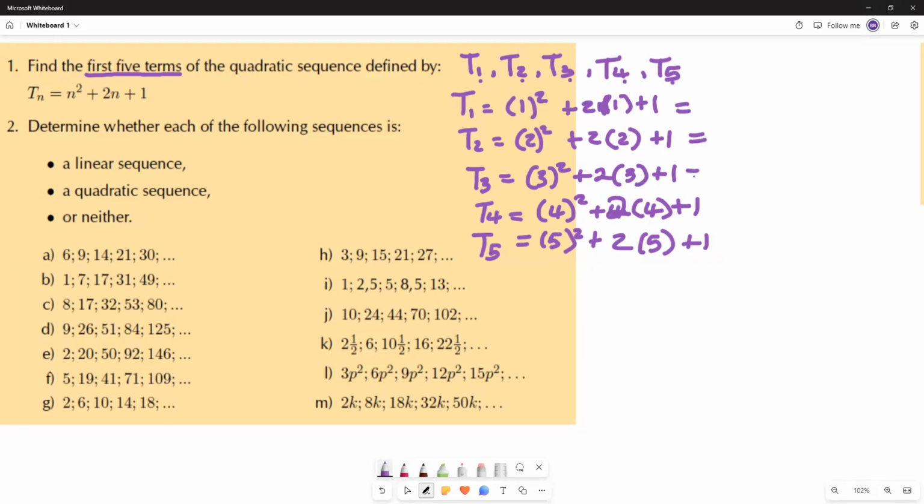Now let's see what the answers will be. Here, the first answer will be 4. The second answer will be 9. The third answer will be 16, because 9 plus 6 is 15 plus 1, yes. And then this one will be 25. And then lastly will be 36. Therefore, the first 5 terms of that pattern are 4, 9, 16, 25, 36.